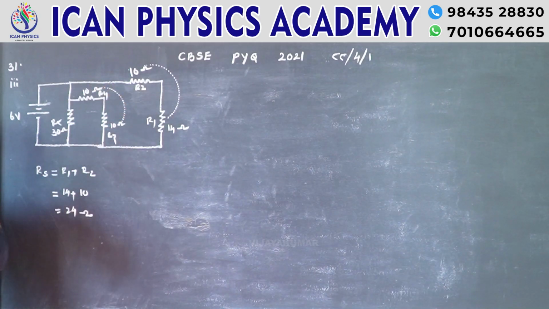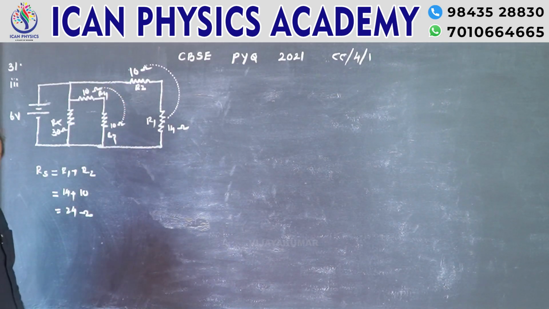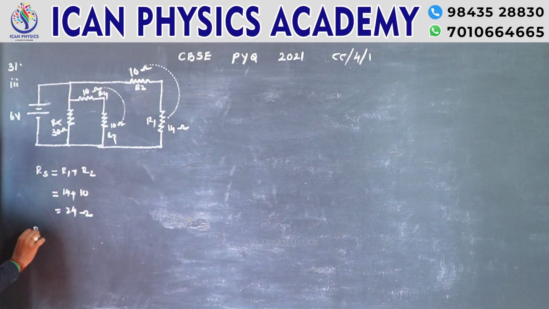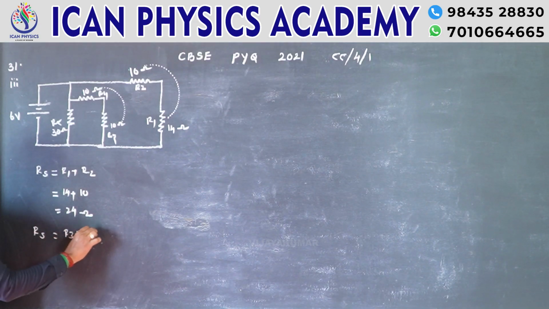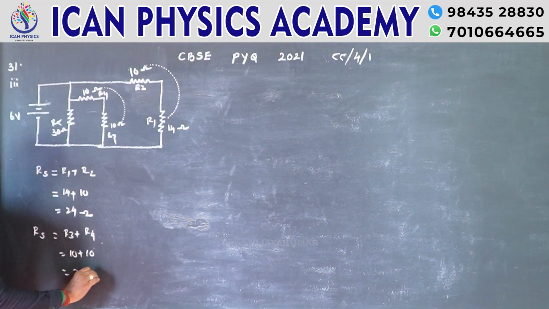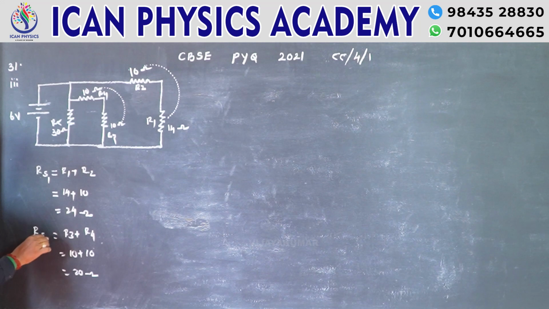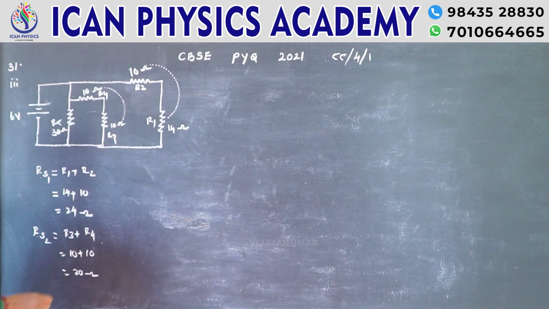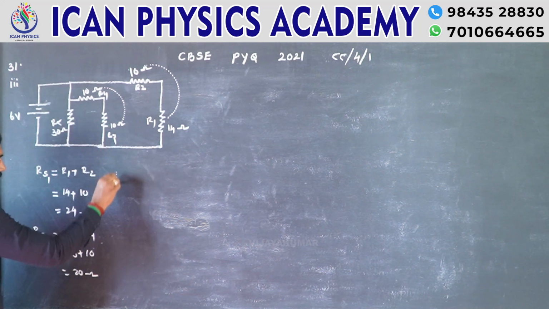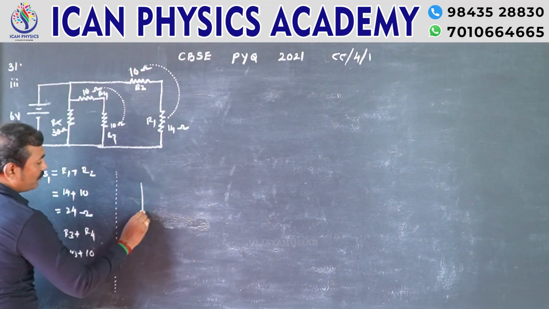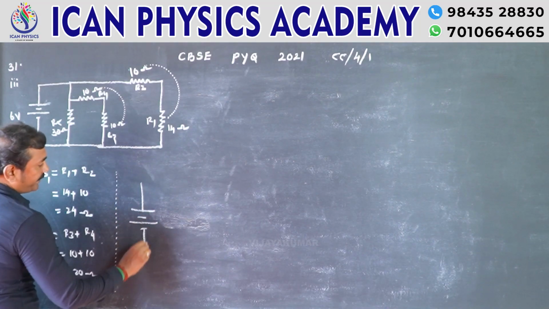Now, look at these two. This is also connected in series. So Rs equals R3 plus R4, that is 10 plus 10 equals 20 ohm. So now we have two series resistances. Now we can modify this circuit diagram. So how can we modify it?